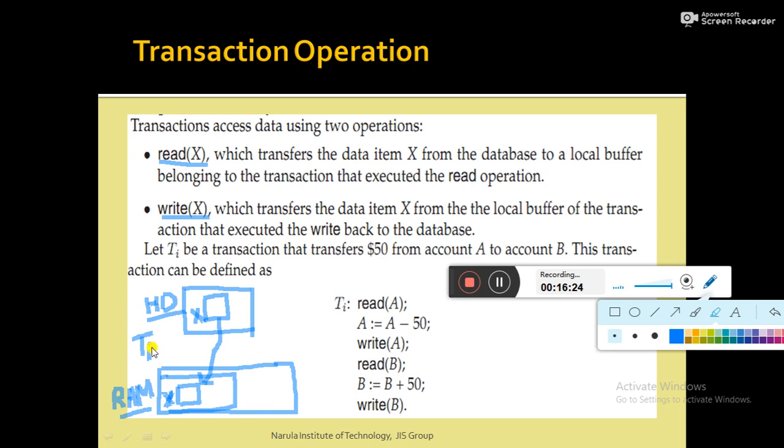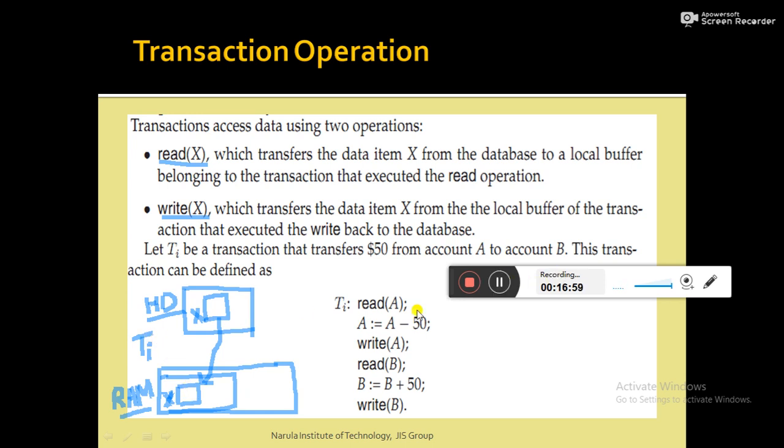That means whenever a transaction starts its execution, within the RAM a local buffer is allocated which is associated with transaction Ti, and when transaction Ti performs the read(X) operation, the data item X from the hard disk will be transferred or copied to the local buffer in the RAM which is associated with transaction Ti. That means the same thing is copied from hard disk to the RAM.